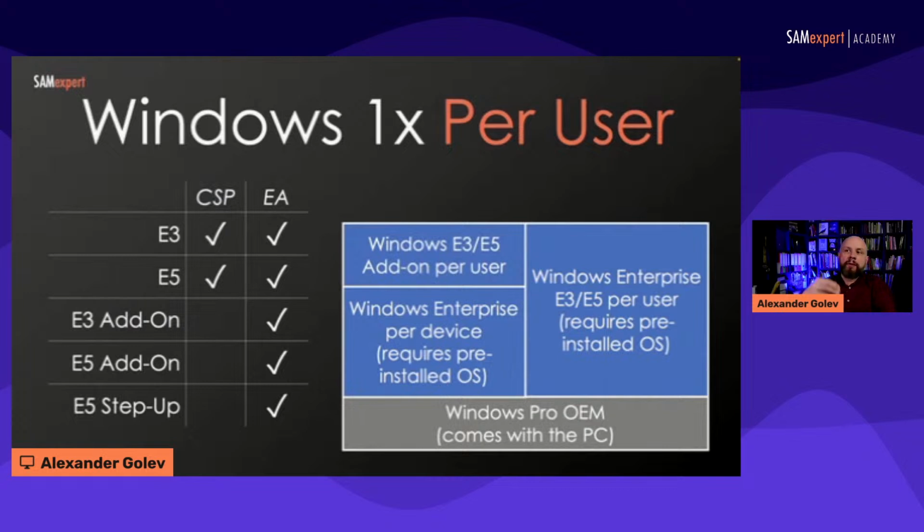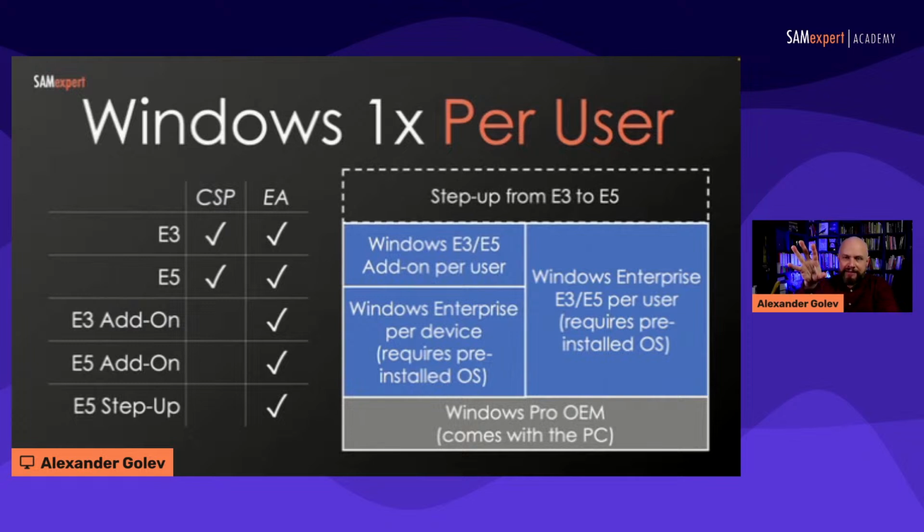And those who upgraded like this to E3, again, only on an enterprise agreement, not on CSP, they may also buy a step-up license. So it is Windows licensing, Windows client licensing, is the most complicated licensing program in Microsoft licensing. There's nothing, in my opinion, more complicated, more screwed up. We have to deal with this. I don't think it's going to change anytime soon.